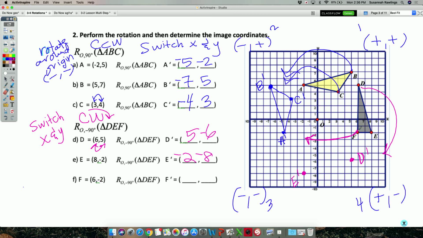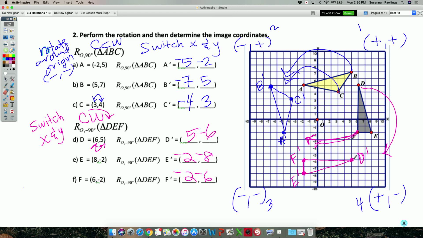Same thing with F. It's going to be in the negative. So ignore your signs, just flip the number. I'm going to write 2, 6, and then I know that it should be negative. So negative 2, negative 6, and then we can see that it has rotated 90 degrees.